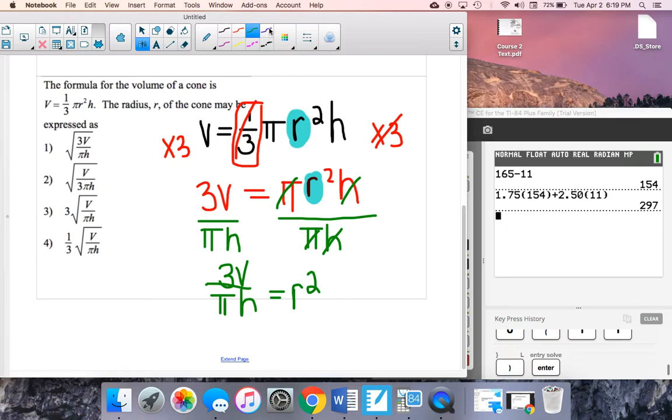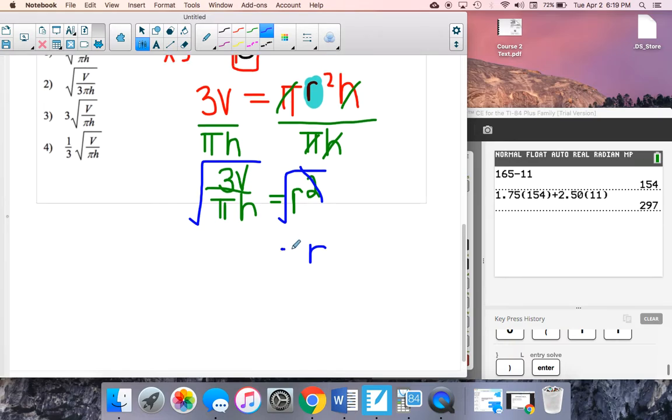And we talked in class again about how if I want to undo a square, I have to take the square root. The square root is the little house symbol. Put the square root over both sides. Your square and your square root will cancel out. So on your left side, you're left with just r, and on your right side, you will have the square root of 3V over pi h.